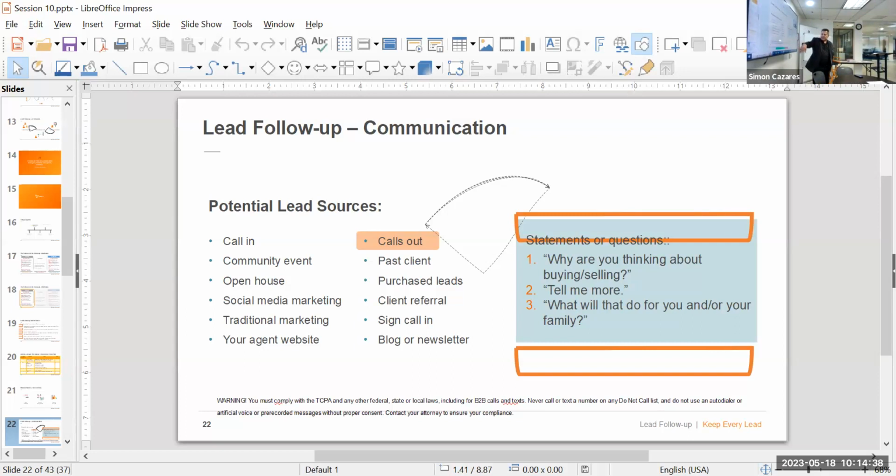Community events, open houses, I mean, traditional marketing, your agent website. I mean, unless you're paying for ads and driving people to the website. So don't be too attached on how all that stuff looks right now. When you start making money, you can pay somebody to get it done nicely. In the meantime, lead generate. So these are all different ways.